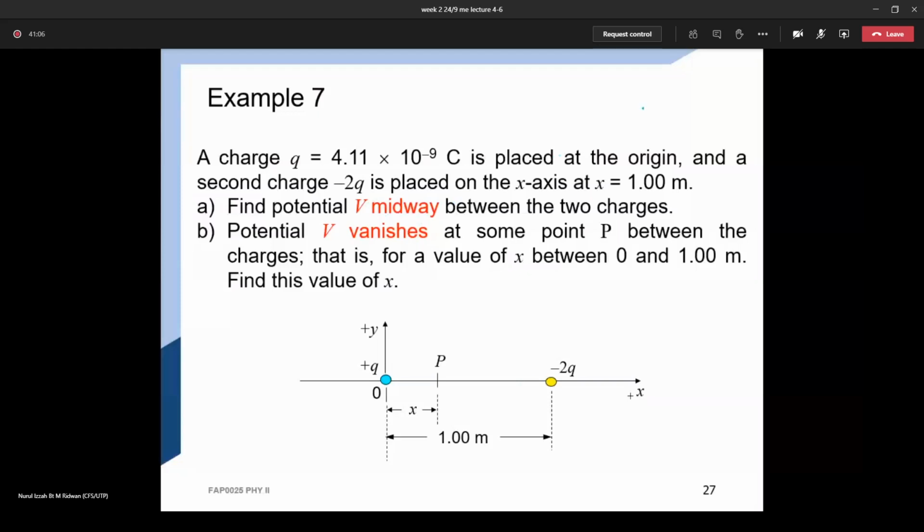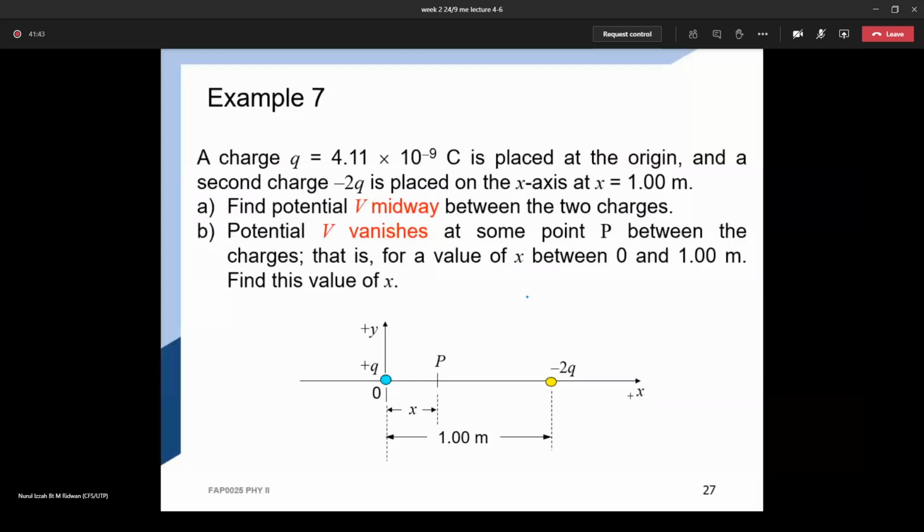B, potential V vanishes at some point between the charges, that is for value x between 0 and 1. Find this value x. So like I said to you, when you have one positive, one negative, there will be one point where the potential will be 0. But where is it? In this case, you need to find that location. In the previous case, the V is 0 right in the middle because of conditions I already explained to you. So B, that will not happen here. So you need to calculate where the location is.